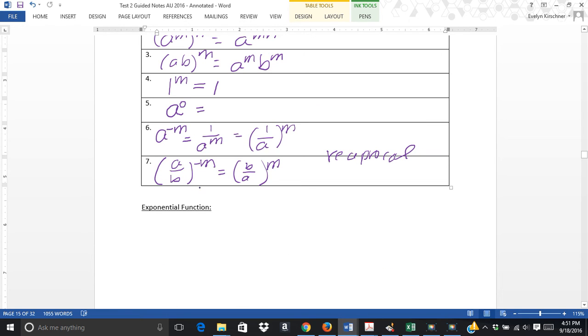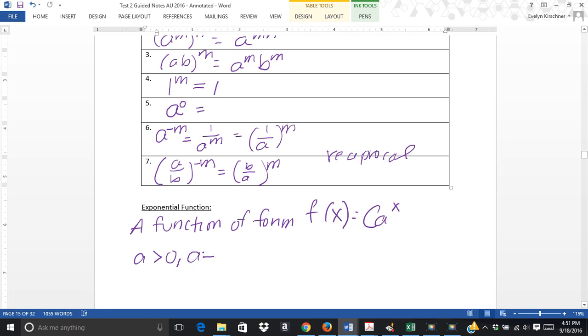So now that I've given you the laws, we can actually define an exponential function. So an exponential function would say a function of the form f of x equals c a to the x, where a is greater than 0, a is not 1, and c is not 0. That's my exponential function.